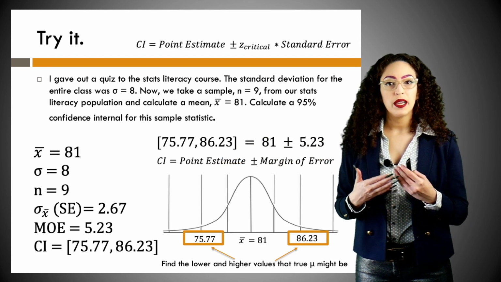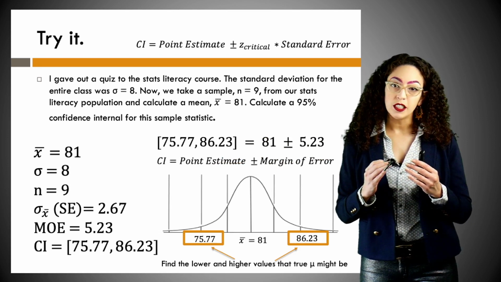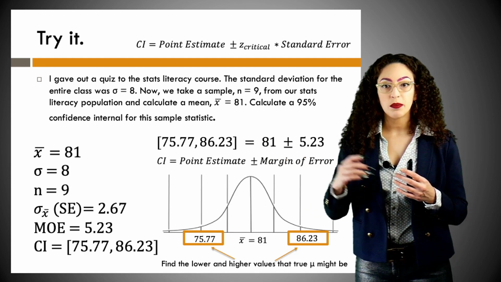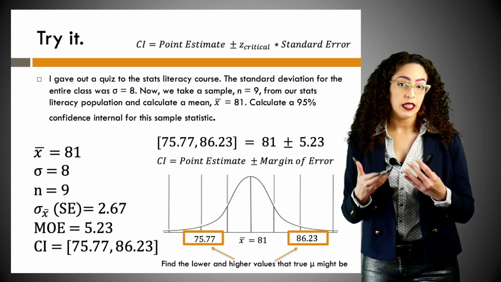75.77 up to 86.23. So the true population average for everybody in my stats class who took the quiz is somewhere between 75.77 and 86.23. And we are 95% confident in this.